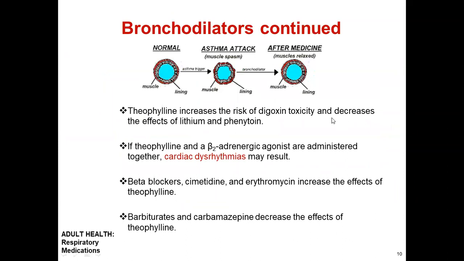In here, we are going to get a special focus on theophylline. It is very important for the NCLEX board. Let me talk about theophylline. Theophylline increases the risk of digoxin toxicity.